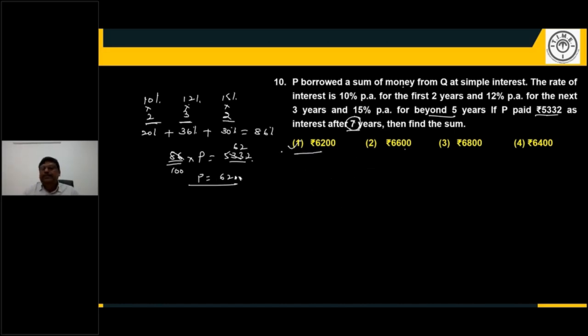Choice 1. Right? Yes, please note down. Any question you can ask me now. 10% for the first 2 years, 20%. 12% for the next 3 years, 36%. 15% for the period beyond 5 years, that is after 5 years it is 15%, and you have total 7 years, so it will be 2 more years, 30%. So the total comes to 86%.